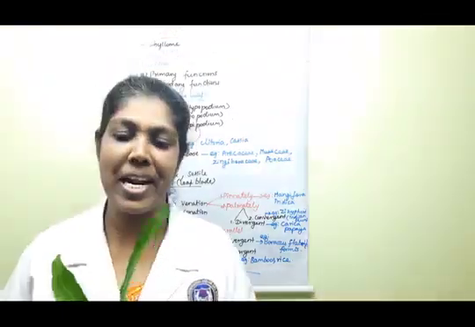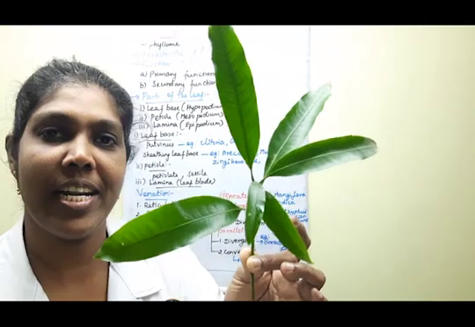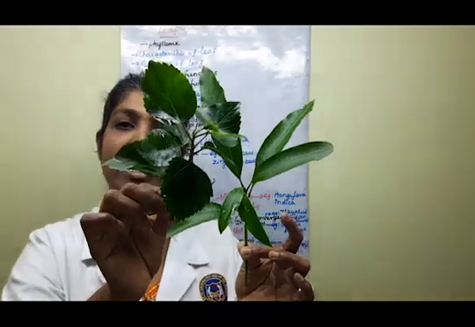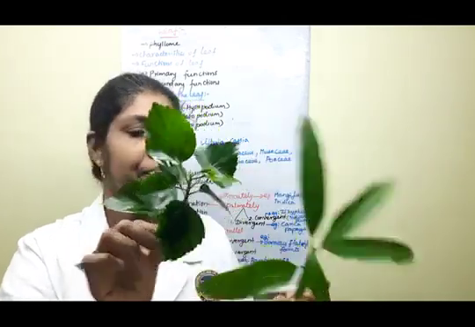What does leaf mean? A leaf is a green, very thin, flat surface, which is known as a leaf. Understand? What does leaf mean? A leaf is a thin, flat, green surface, known as a leaf. Okay?